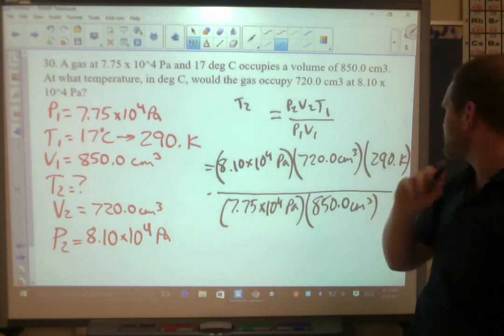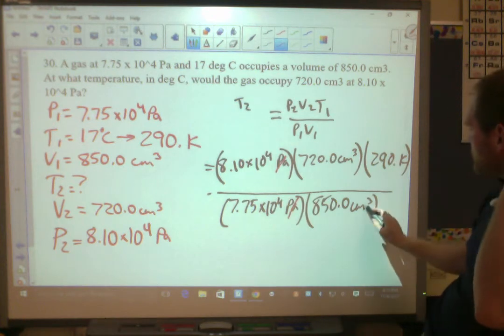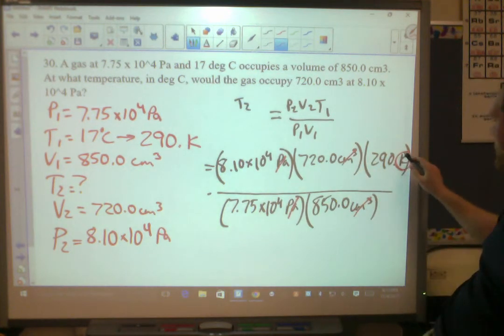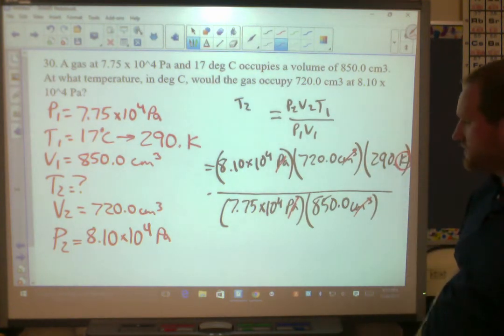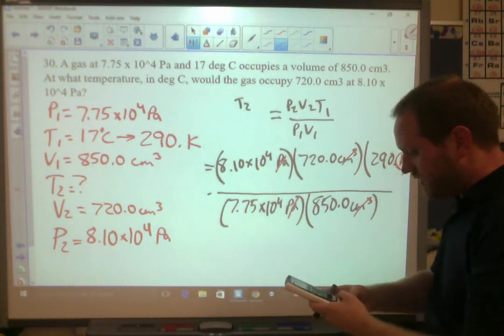Let's see if my units make sense. Pascal cancels Pascal. Centimeter cubed cancels centimeter cubed. I'm left with Kelvin. Does that make sense for T2? Yes, it does. Let's solve.